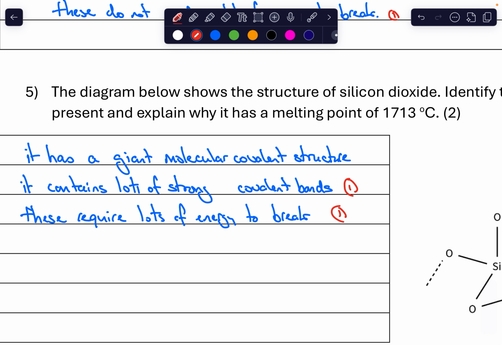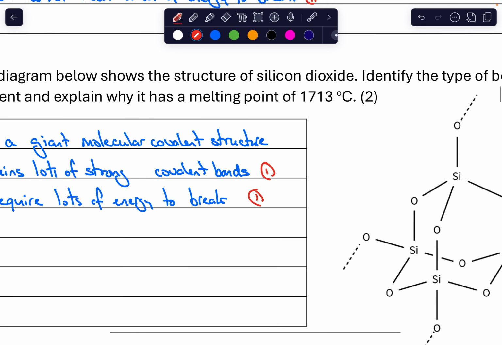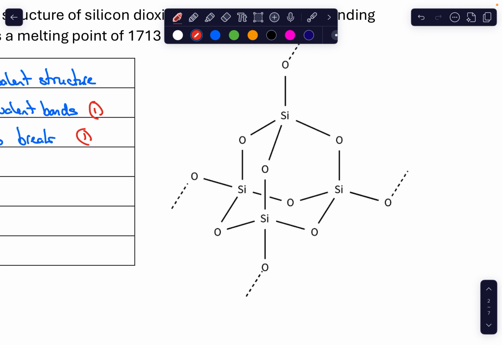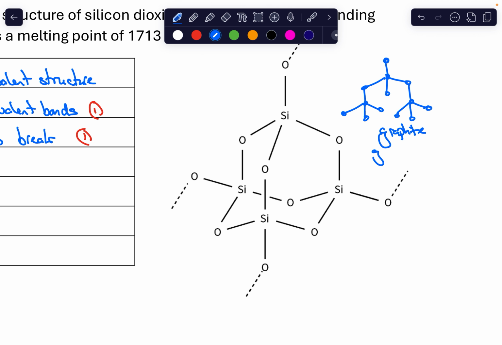Right. The diagram below shows silicon dioxide. Identify the type of bonding present and explain why it has a high melting point. Okay, so this structure, hopefully you are recognizing a similar structure to this one. And this one you should recognize as graphite. And graphite is a giant molecular covalent substance. Okay, so our knowledge is going to be based on this understanding.